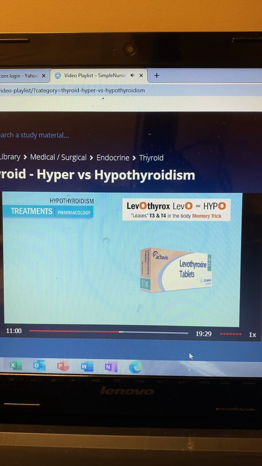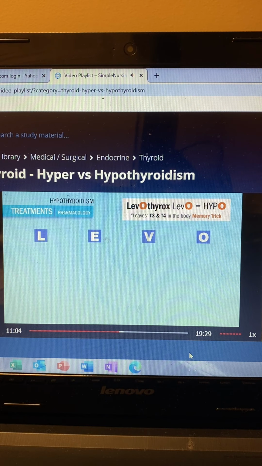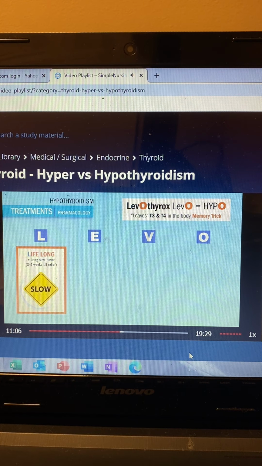Now our second memory trick for those SATA questions is just the acronym LEVO. L for lifelong drug. We never stop taking this drug. These are what's known as forever medications. And L for long, slow onset. Usually 3 to 4 weeks till we find relief. Now test questions love to ask patient education on these 2 points, so I'd write those down.